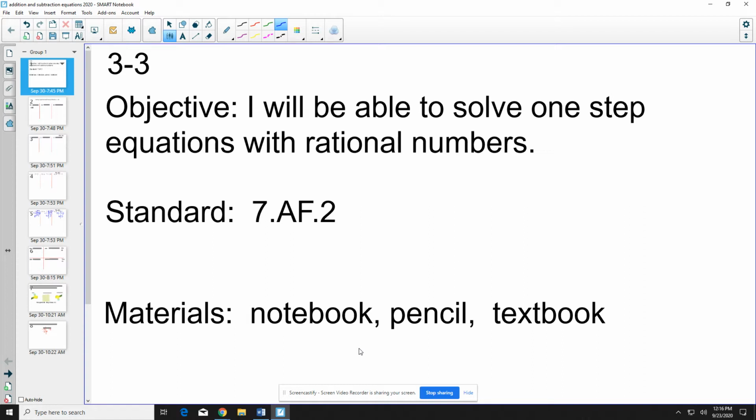Today we're starting a new unit on solving equations. Today our objective is to be able to solve one-step equations using addition and subtraction. So what I want you to do is get your notebook out and label these notes 3-3. You can call them add, subtract equations.